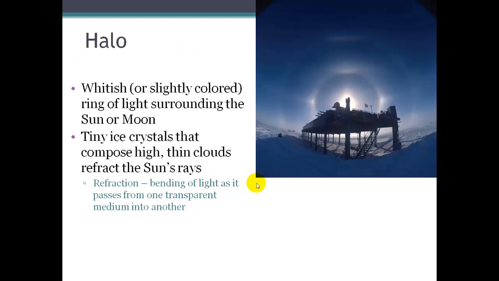So let's talk about some different phenomena, beginning with what's called a halo. There's a picture of the halo there. This is kind of a super duper halo because it's double. You see two halos here. A halo is a whitish or sometimes slightly colored ring of light that surrounds the sun or the moon. And it forms because there are tiny little ice crystals that make up really high thin clouds, like really high cirrus clouds, that refract the sun's light. So there are little ice crystals in there, and as the sunlight goes through the ice crystals, it bends or refracts, and it scatters or redirects it in such a way that you see this halo around the sun.